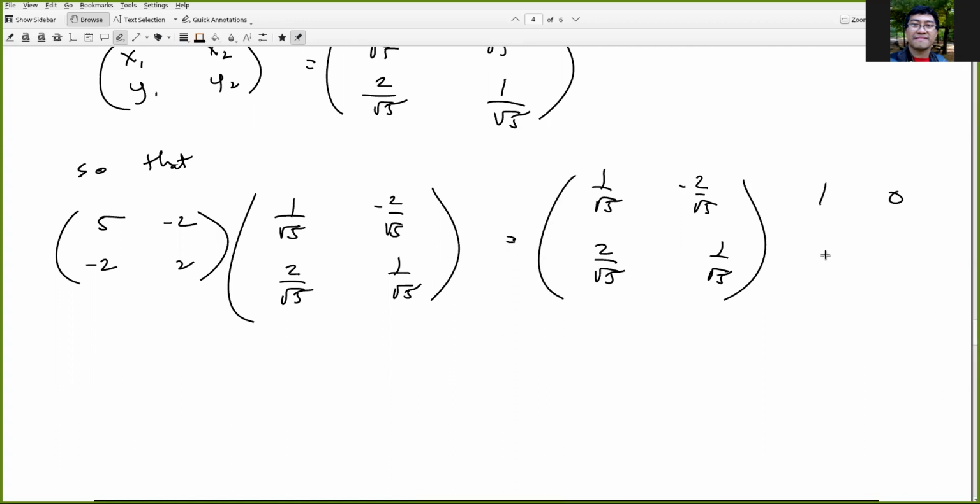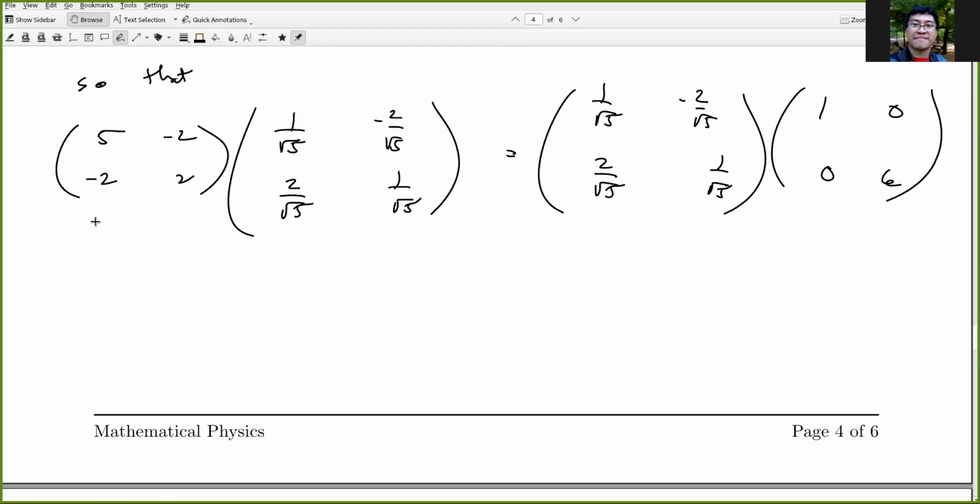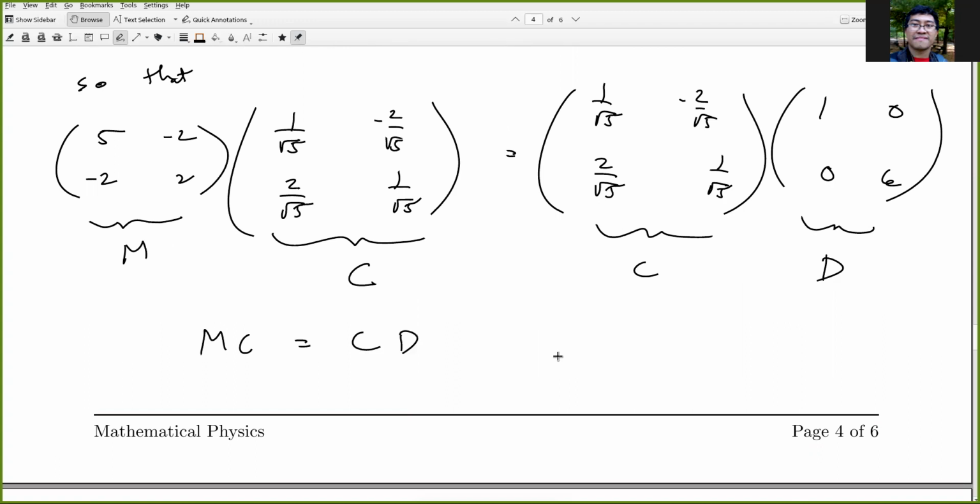One, zero, zero, six. Let's label this. This is our matrix M. This, let's call it C. This one is also C. And this is D. Okay. Now take note. So here our formula would become MC equals CD.